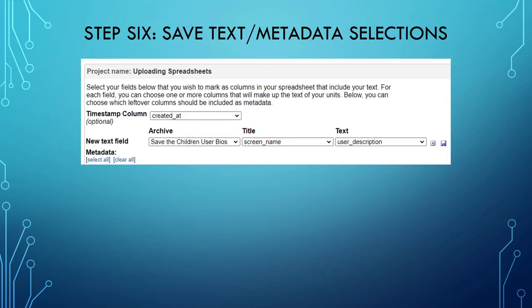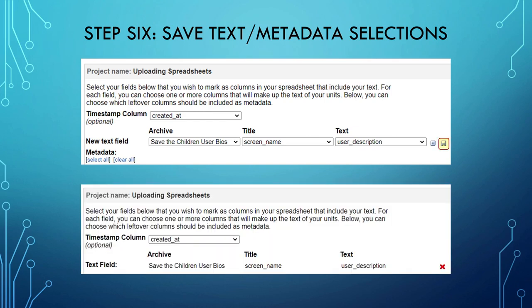I've named my archive Save the Children User Bios, and the title I'm using is the screen name. You hit the save icon, and then those values will show as stored. You can also upload a second or third text field, but this is just an example of how to do one.